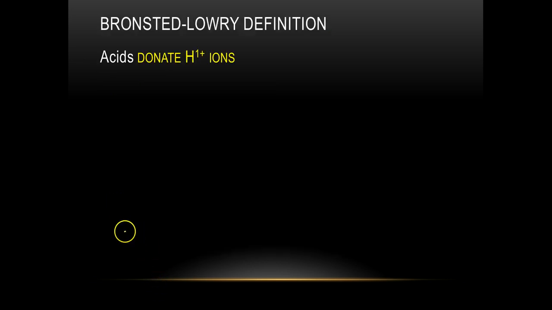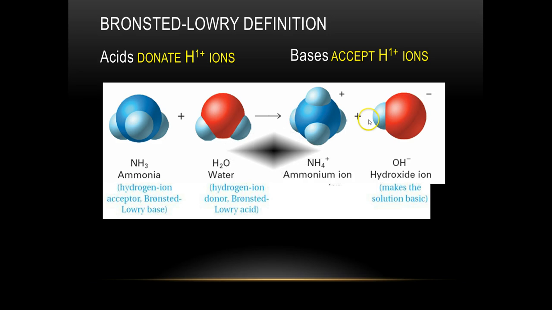Let's move on to Bronsted-Lowry. So we didn't want to be limited by water, and Bronsted-Lowry allows us to not be limited. The definition for an acid for Bronsted-Lowry is it donates an H+, and bases accept an H+. So notice there's no hydroxide mentioned. That's the big difference. And ammonia not only fits the Arrhenius definition, but also fits the Bronsted-Lowry definition.